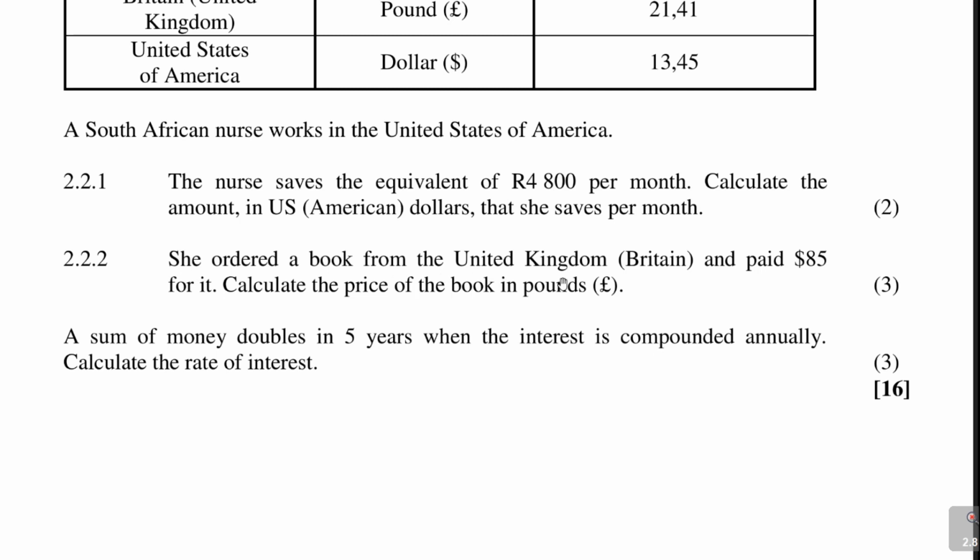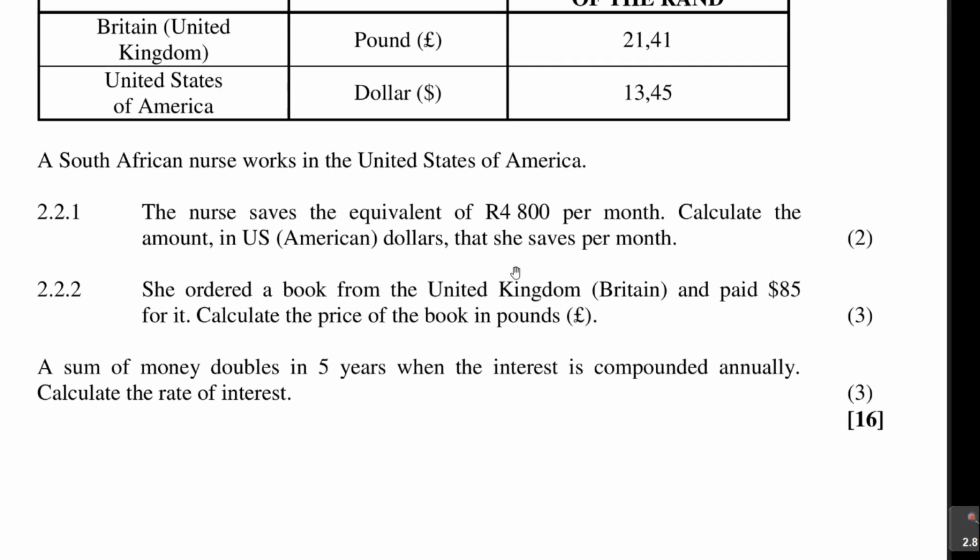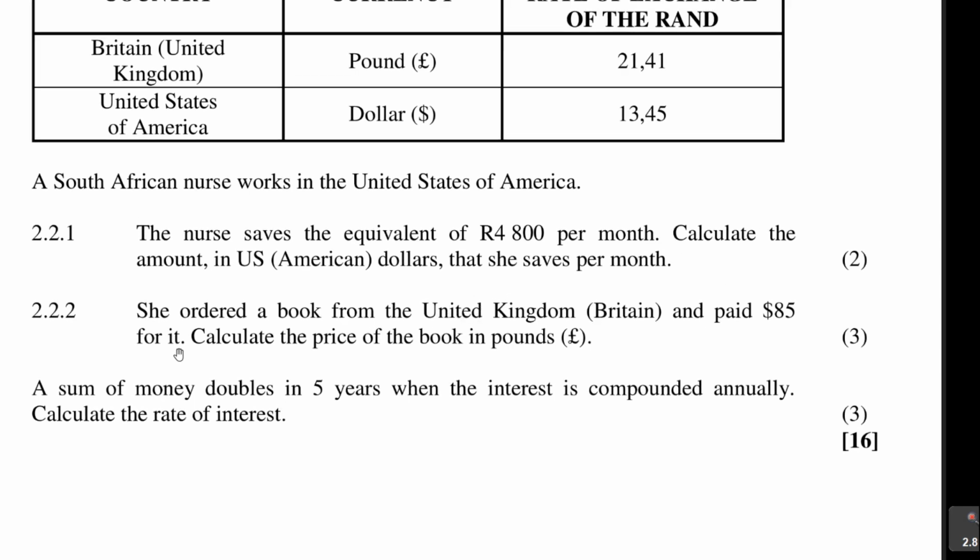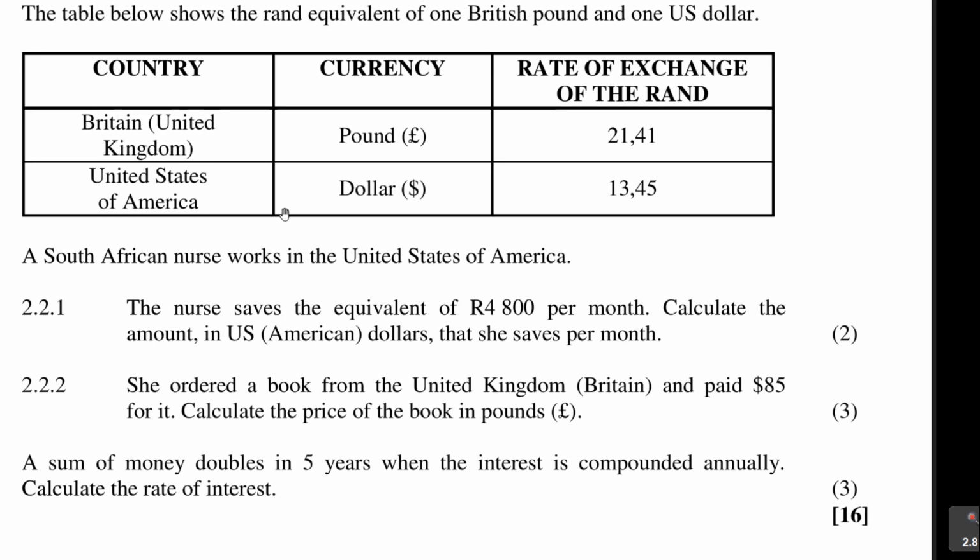She ordered a book from the United Kingdom, Britain, and paid $85 for it. Calculate the price of the book in pounds. It's proportion again, guys. They make it 3 marks, but it's not difficult. Look, she ordered a book from the United Kingdom and paid $85 for it. Calculate the price of the book in pounds. The only challenge is they never gave you the rate between the pound and the dollar.